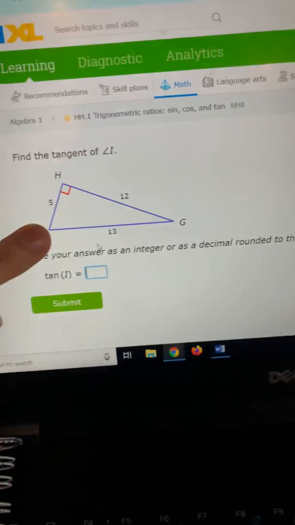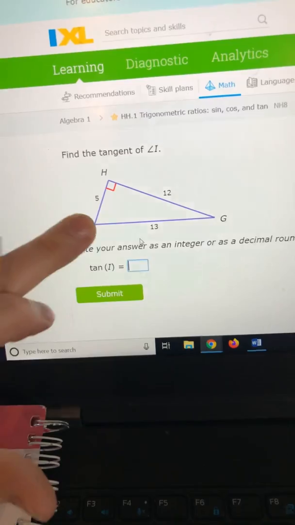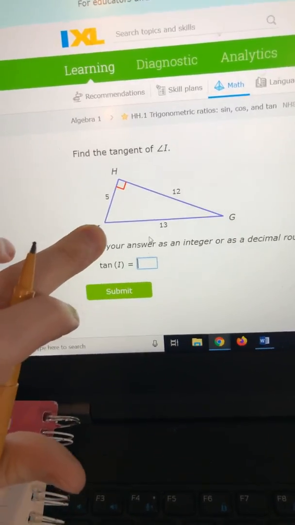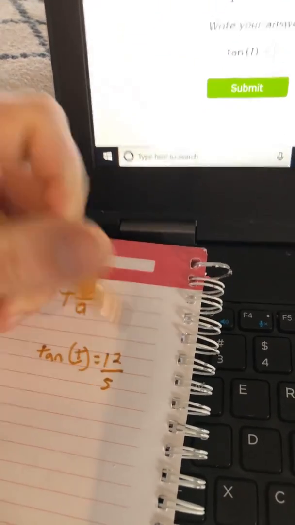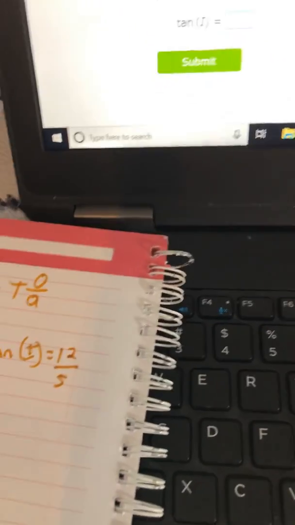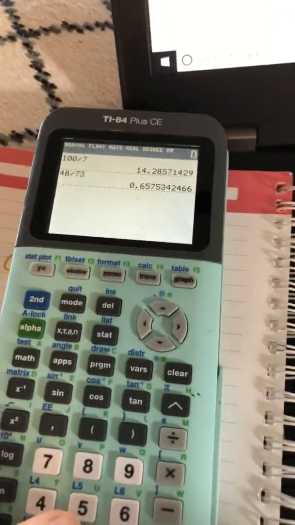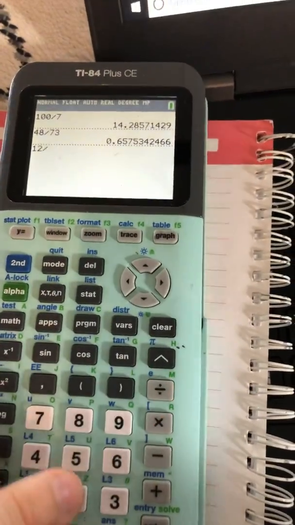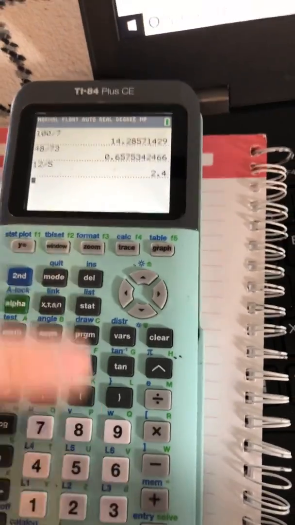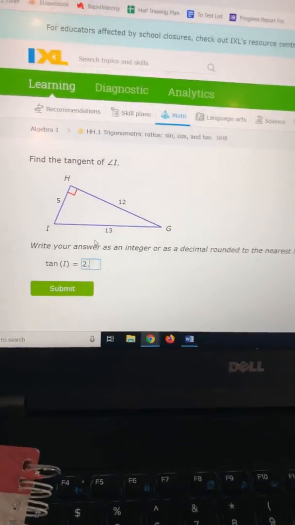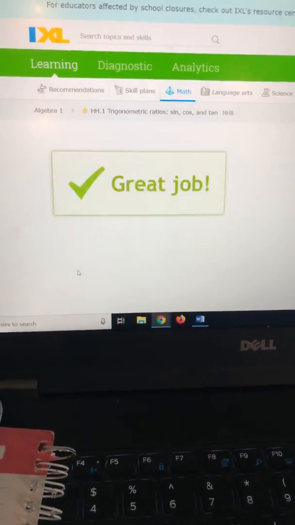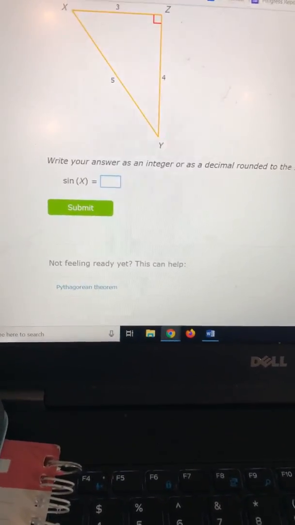Okay, opposite is on top. So the opposite of my angle is the side not touching it. So that should be the 12. Okay, so we've got 12 divided by 5. Okay, we got 2.4. That's already in the tenths place, so we're good. Well, hundredths place. So I'll type in 2.4. Submit. Okay, I'm going to go up a level.